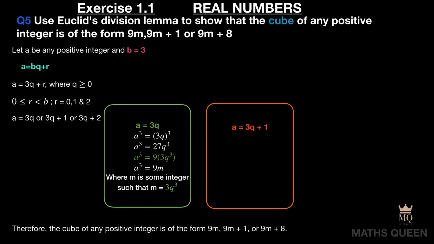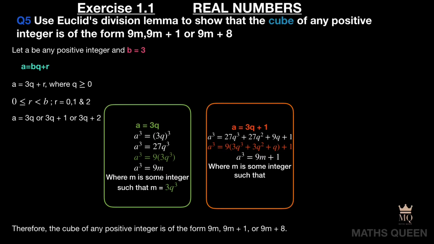Moving to the second case, a is equal to 3q plus 1. So we will find the cube of 3q plus 1. x plus y the whole cube is equal to x cube plus 3x square y plus 3xy square plus y cube. So substituting it, we have a cube is equal to 27q cube plus 27q square plus 9q plus 1. Here see, it's ending in 1. So we could prove it as 9m plus 1. So taking 9 common, we have a cube is equal to 9 into 3q cube plus 3q square plus q, and plus 1. That is equal to 9m plus 1, where m is some integer such that m is equal to 3q cube plus 3q square plus q.